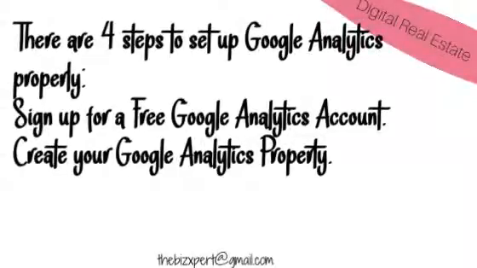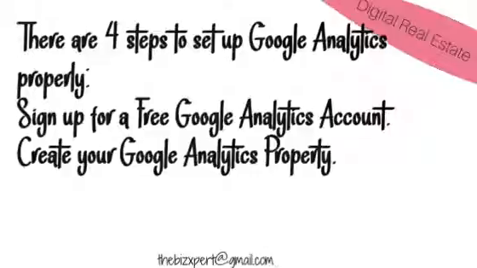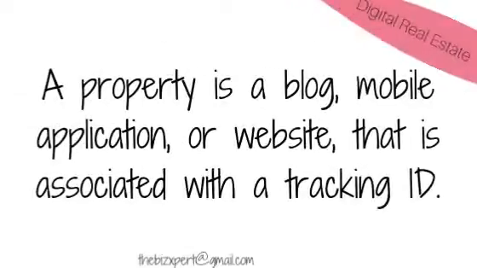The next step you would need to do is create your Google Analytics property. A property is a blog, a mobile application, or a website that is associated with a tracking ID. And that tracking ID is going to help you to determine where your traffic is coming from, which website and platform.